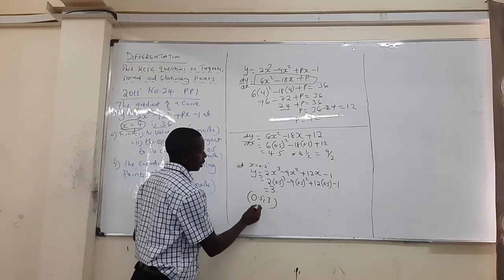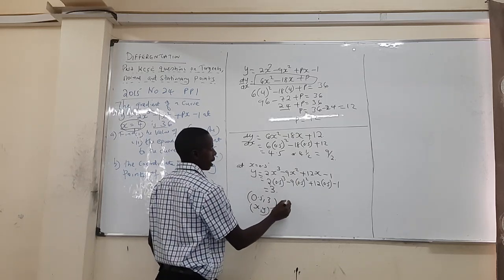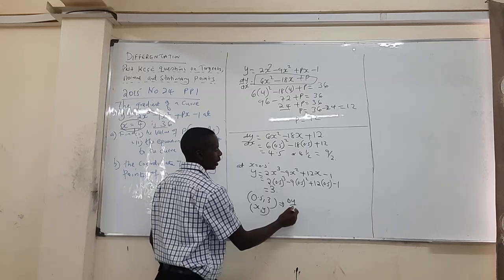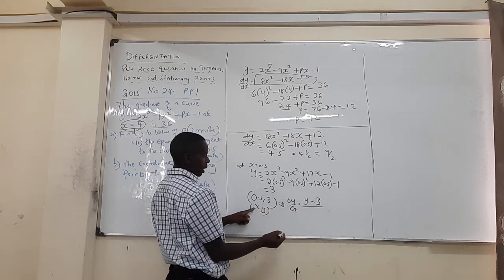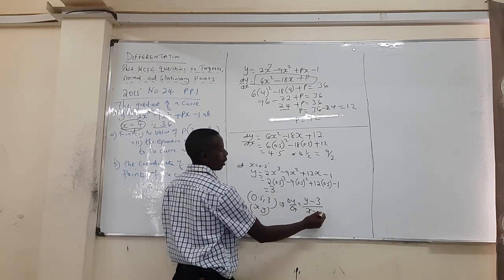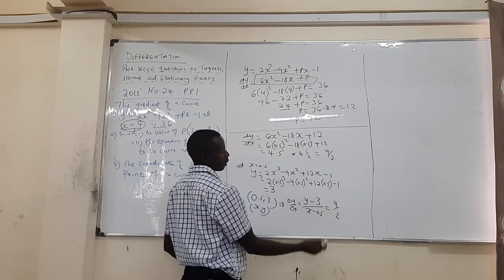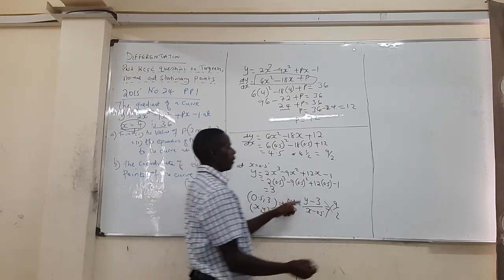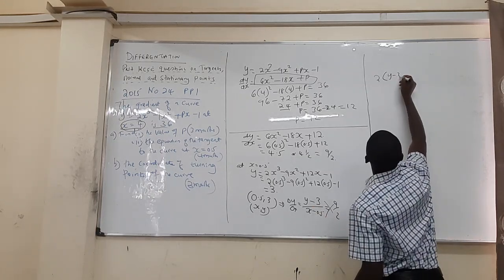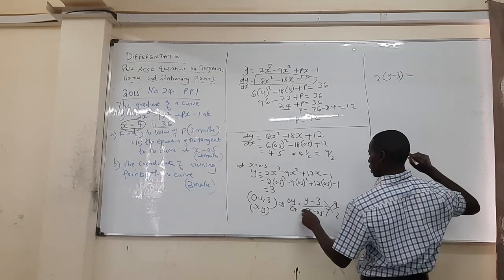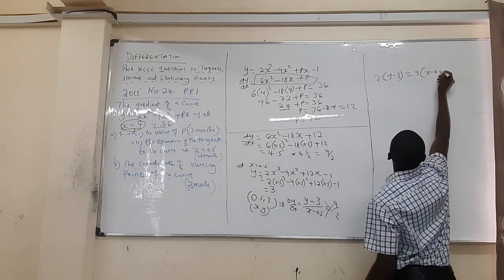Then we have an arbitrary point (x, y), and our gradient is 9/2. So gradient is given by dy/dx, that is (y minus 3) divided by (x minus 0.5). This gives us the gradient, which is 9/2 or 4.5. So you can cross multiply and have 2 into brackets, y minus 3, is equal to 9 times (x minus 0.5).